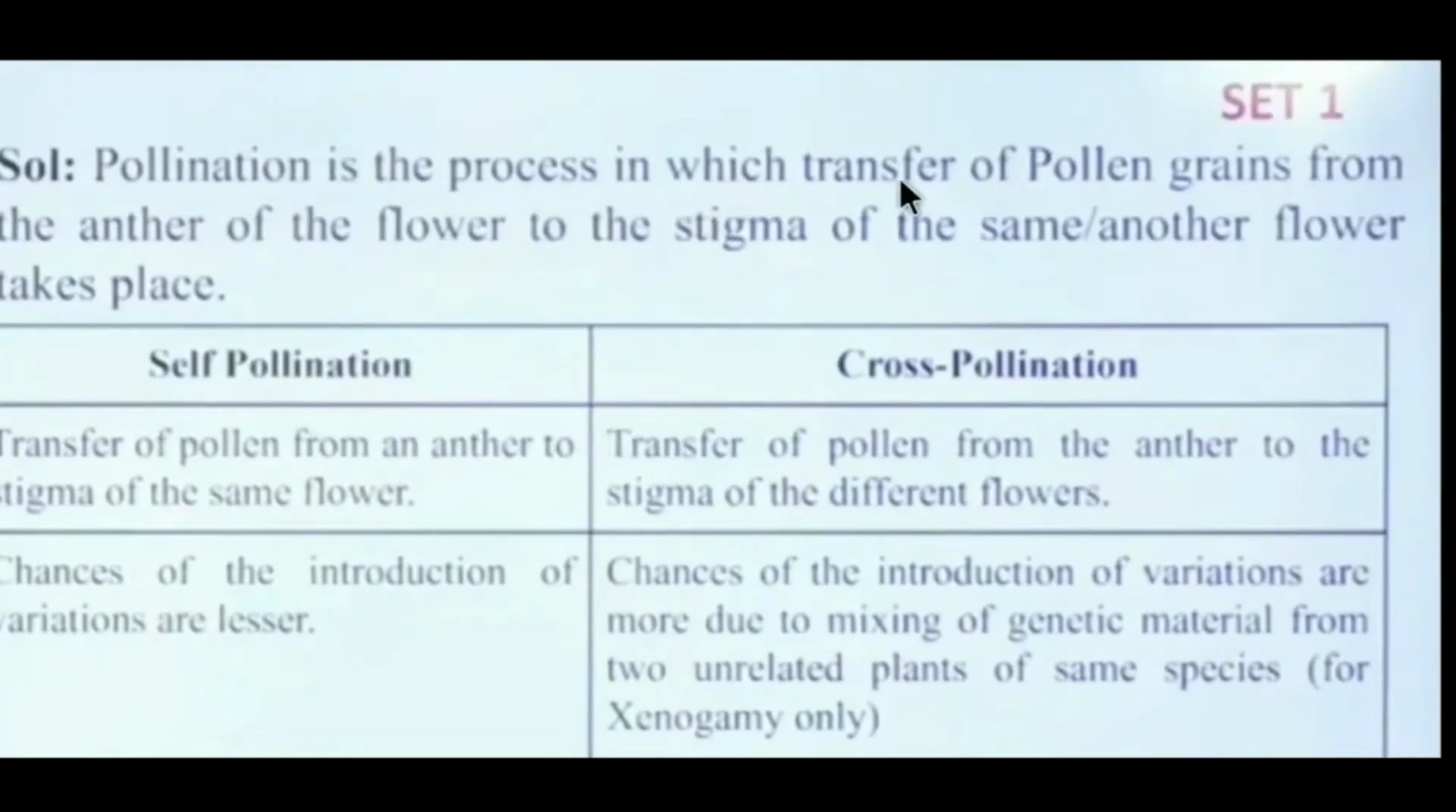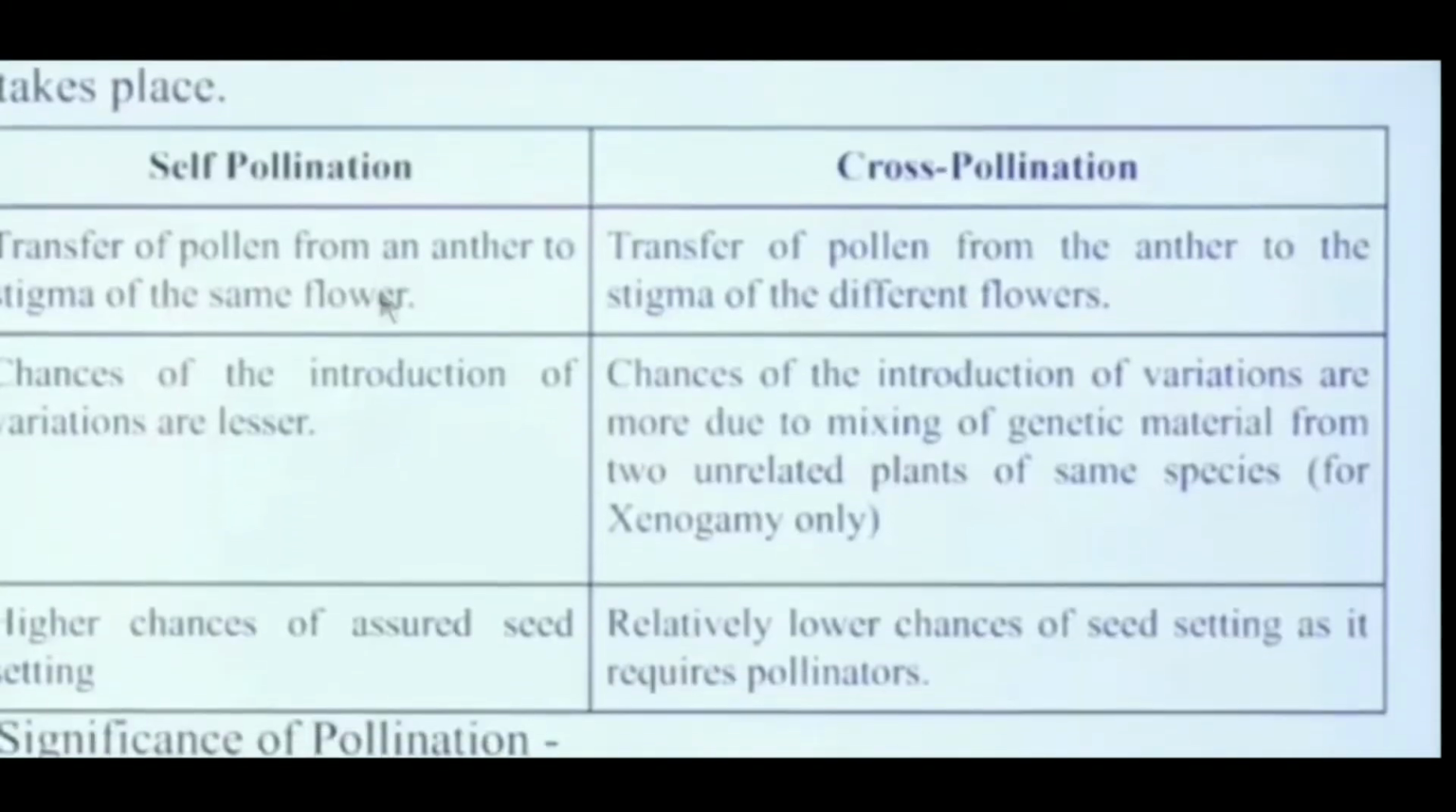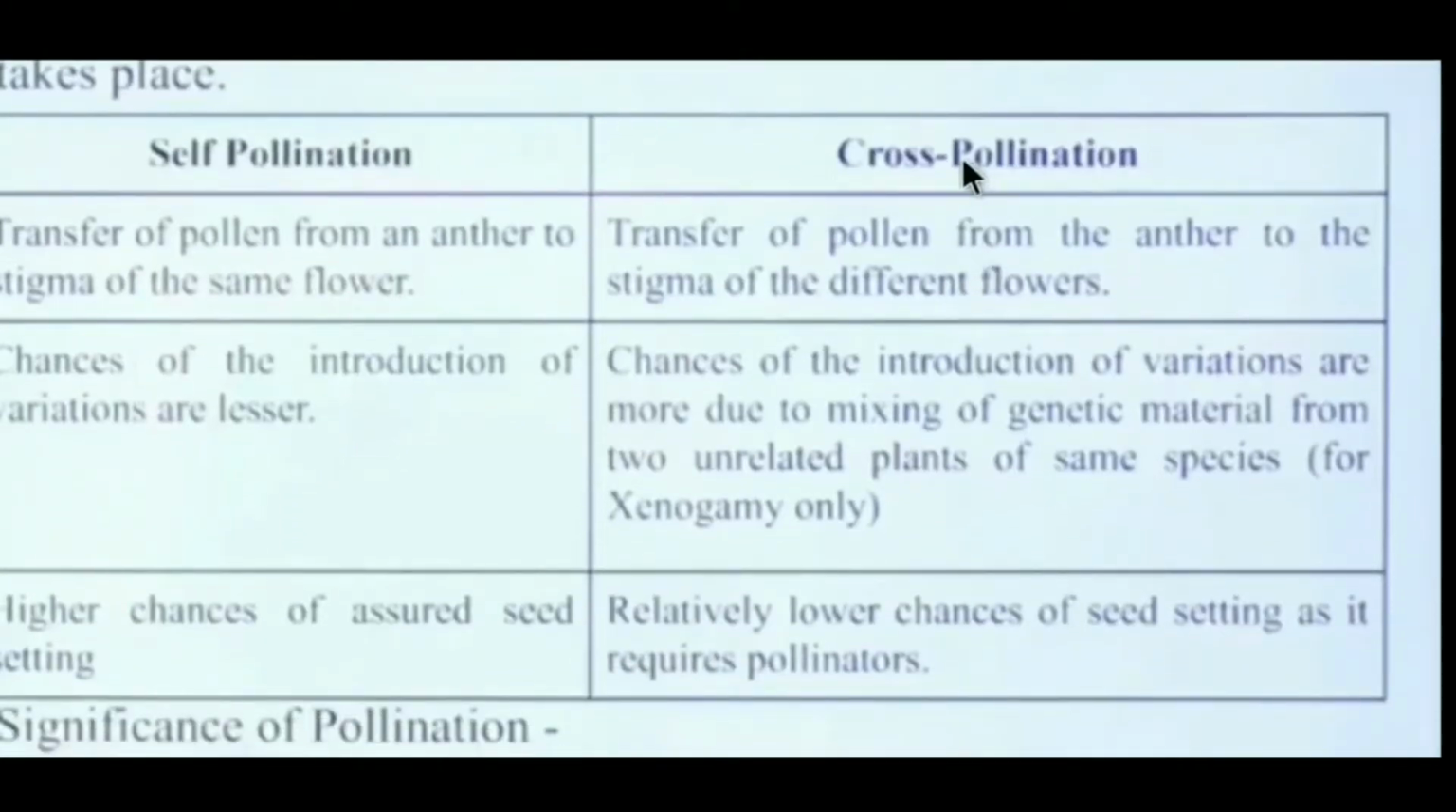Pollination is the process in which transfer of pollen grains from the anther of the flower to the stigma of the same or another flower takes place. Then differentiate self-pollination with cross-pollination. First one is transfer of pollen from anther to stigma of the same flower. Transfer of pollen from the anther to the stigma of a different flower.